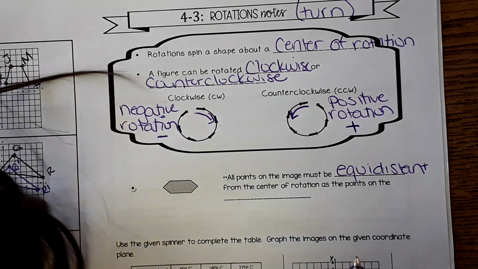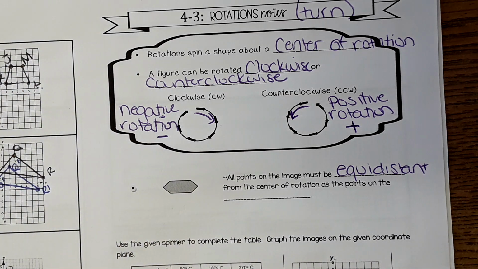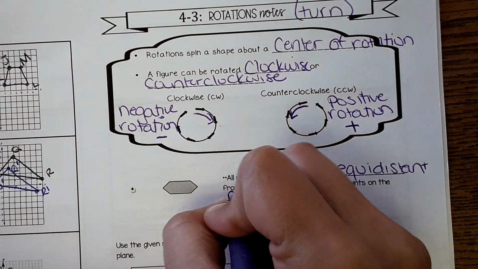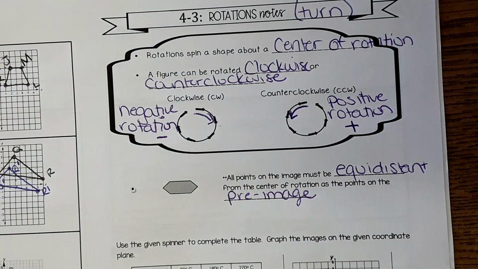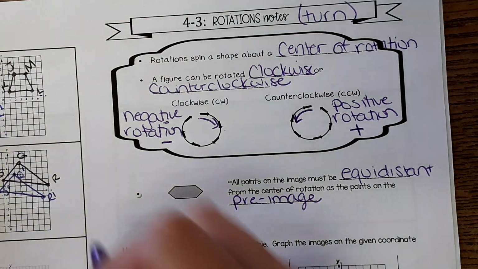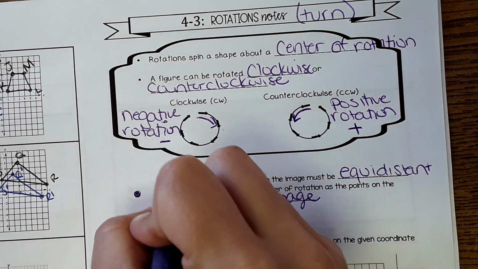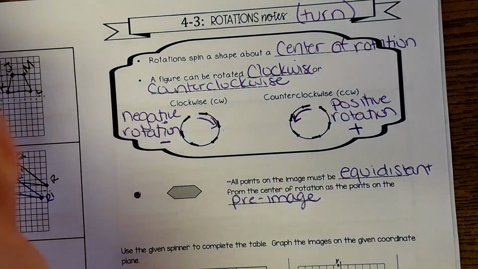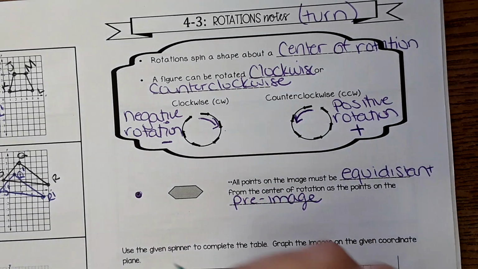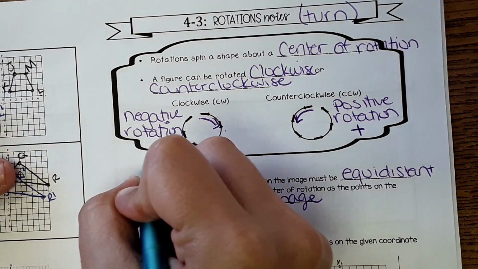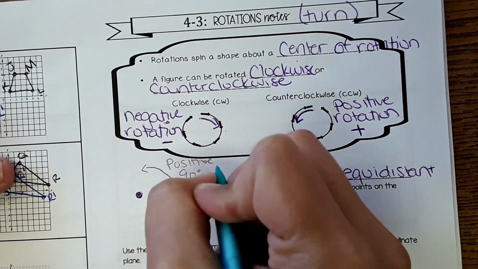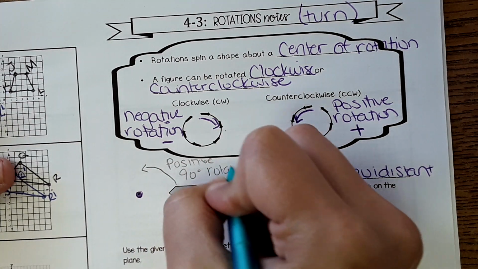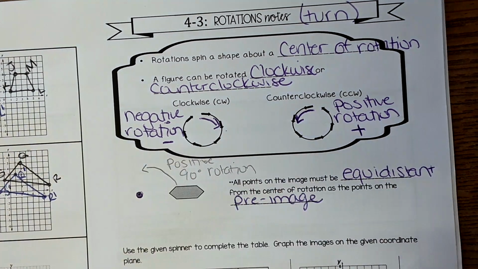Oh, okay. So all points on the image must be equidistant from the center of rotation as the points on the pre-image, and we'll look at what that means. Okay, so over here, we have a center of rotation right here, and then this shape. If we were to rotate this positive 90 degrees, it would rotate this way. So a positive 90-degree rotation would go this way.